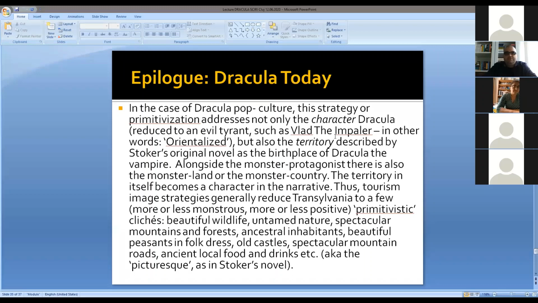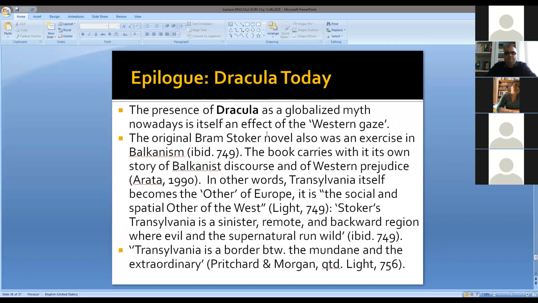Thus, tourism image strategies generally reduce Transylvania to a few more or less positive, more or less monstrous, primitivistic clichés: beautiful wildlife, untamed nature, spectacular mountains, ancestral inhabitants, beautiful peasants, old castles, spectacular mountain roads, ancient local food, etc. So this is the picturesque, as we already described in the novel by Stoker, because the tourists want to see what they want to see in visiting Transylvania. So the presence of Dracula as a globalized myth nowadays is itself an effect. We can see that it is already an effect of the Western gaze.